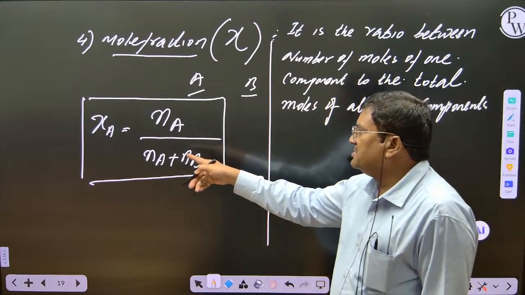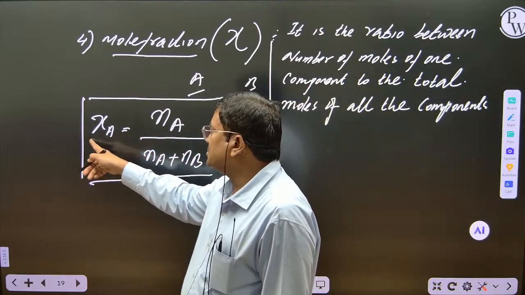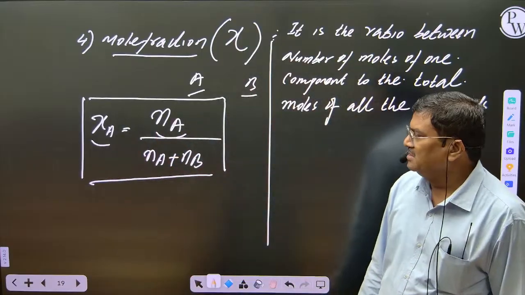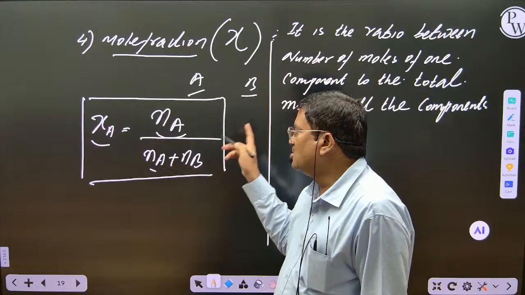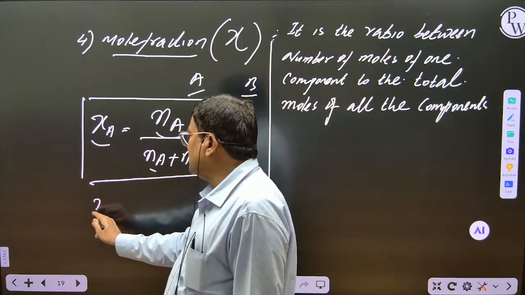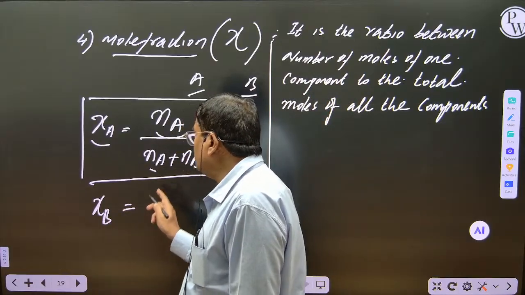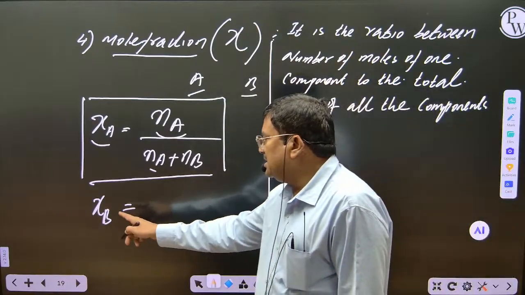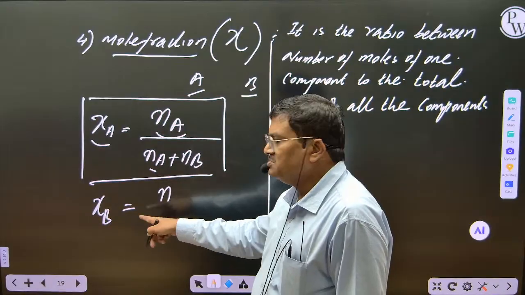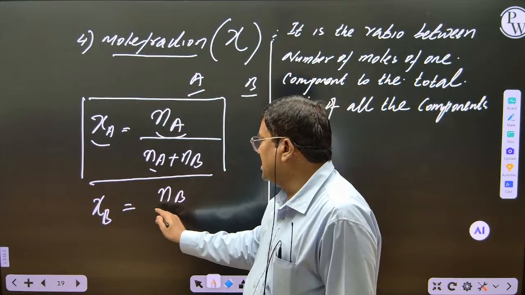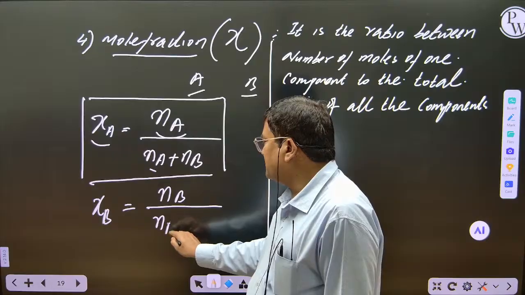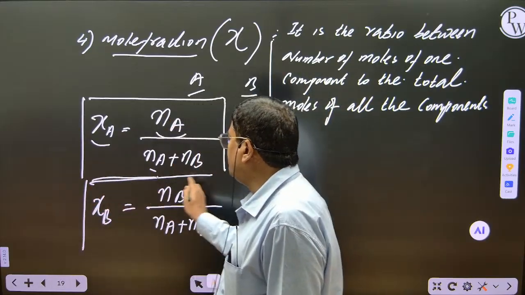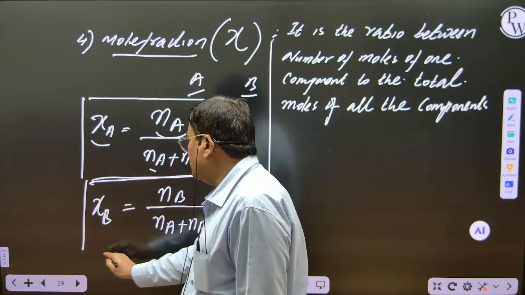Same way, mathematically how do we represent the mole fraction of A? To get it, what do I do? Number of moles of that A component by total moles of A plus B component. Same way, tell me students, if I want the mole fraction of B from the two components, how do I get it? Similar, no? So what we are taking here is to be taken in the numerator. That is number of moles of B by number of moles of A plus number of moles of B. That's all. This is the mole fraction of which component? B component.